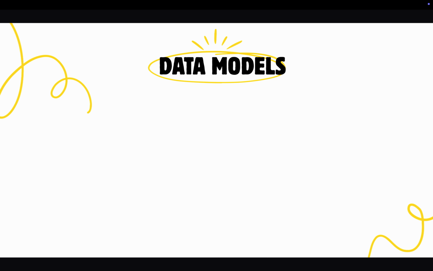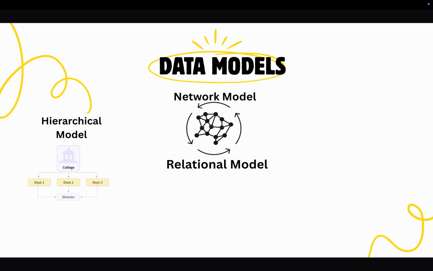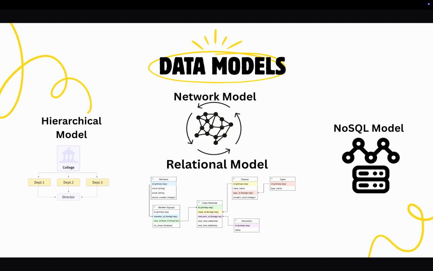DBMS uses different data models to organize and manage information efficiently. The hierarchical model stores data in a tree-like structure, whereas the network model supports multiple relationships between the data. The relational model stores information in tables and is the most commonly used model in modern databases. NoSQL databases are used for handling large-scale unstructured and real-time data such as GPS tracking in taxi applications.